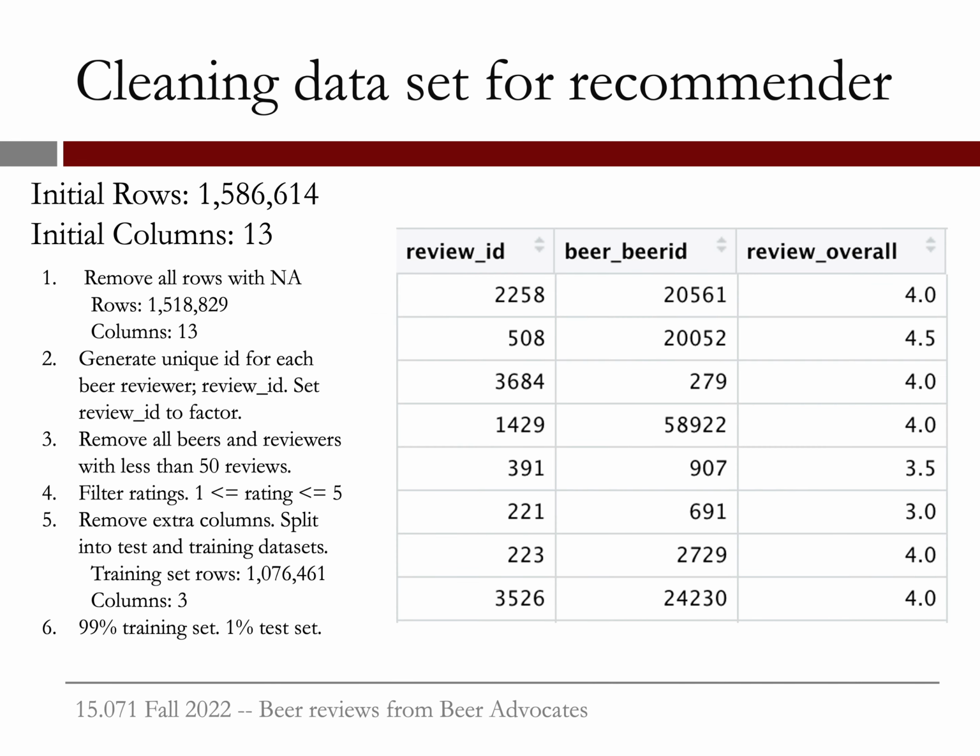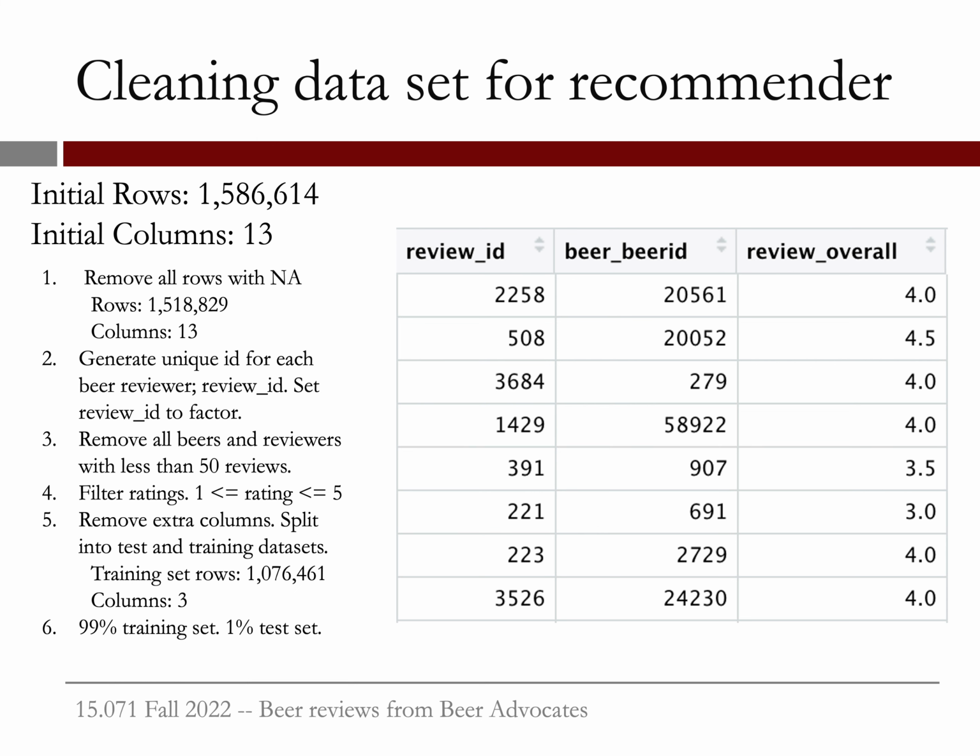All right, let's talk about cleaning the data set for the recommender algorithm. So we started out with just under 1.6 million reviews. We had to remove around 100,000 of those reviews because of incomplete data. So we were left with around 1.5 million reviews. From there, we generated a unique ID for each beer reviewer, review ID. You can see that on the right here. The review ID was then set to a factor.